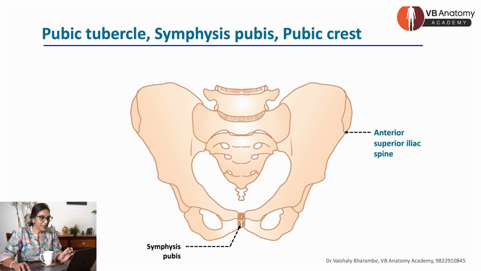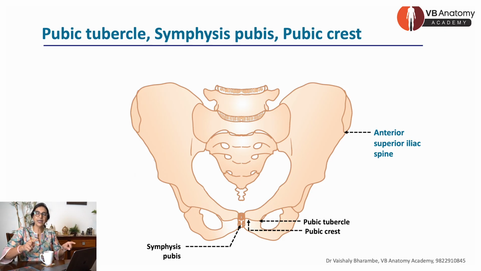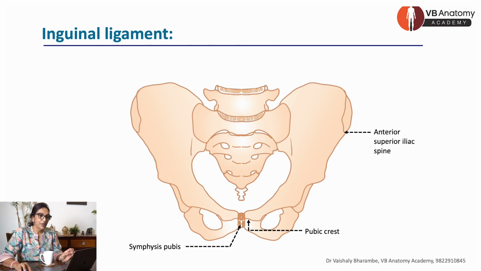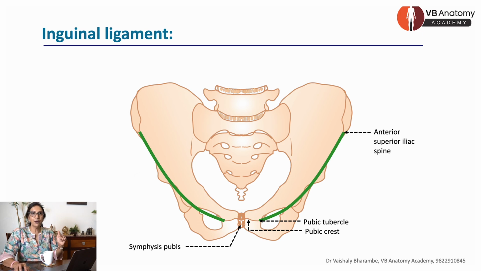Right. Now here is your symphysis pubis. Here is your pubic tubercle. Extending between the two is the pubic crest. So: anterior superior iliac spine, symphysis pubis, pubic tubercle, pubic crest. That's the pubic tubercle, that's the anterior superior iliac spine. Join the two. You have your inguinal ligament on both sides. So you got the inguinal ligament.